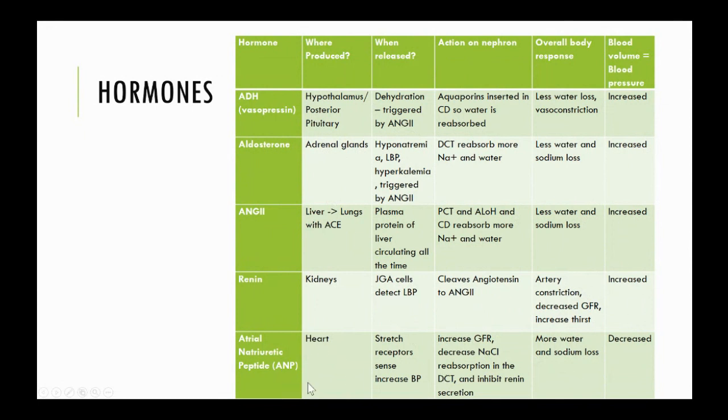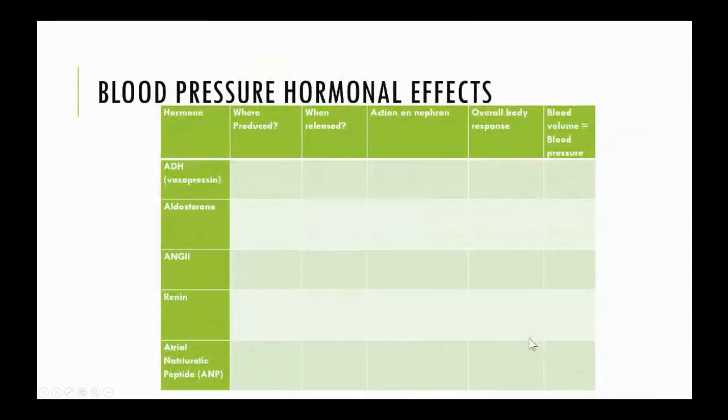That's the goal. Atrial natriuretic peptide is released at the heart, and it does that in response to stretch. It can sense that increase in blood pressure. And so what it does is it increases our glomerular filtration rate, which is going to decrease our sodium chloride reabsorption in the distal convoluted tubule, and it's going to inhibit renin. So more water and sodium loss through our urine is going to cause a decrease in blood volume and therefore a decrease in blood pressure.